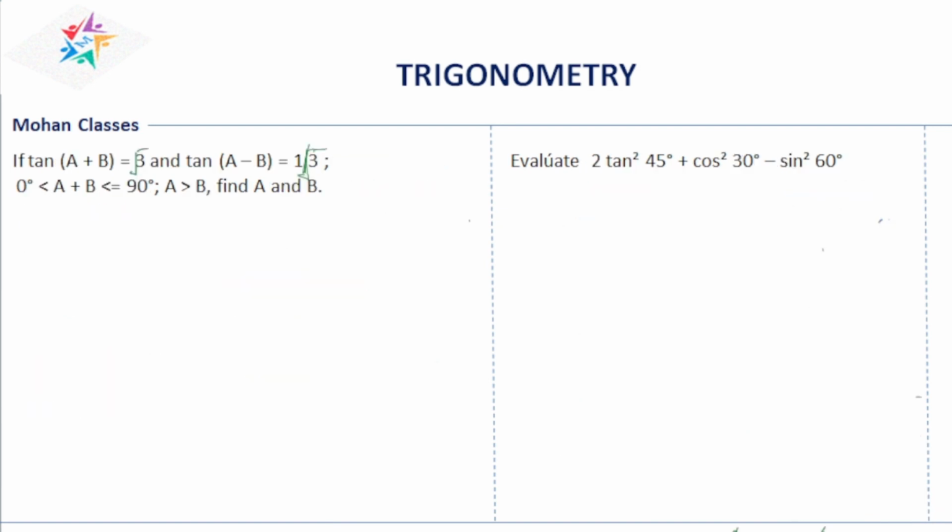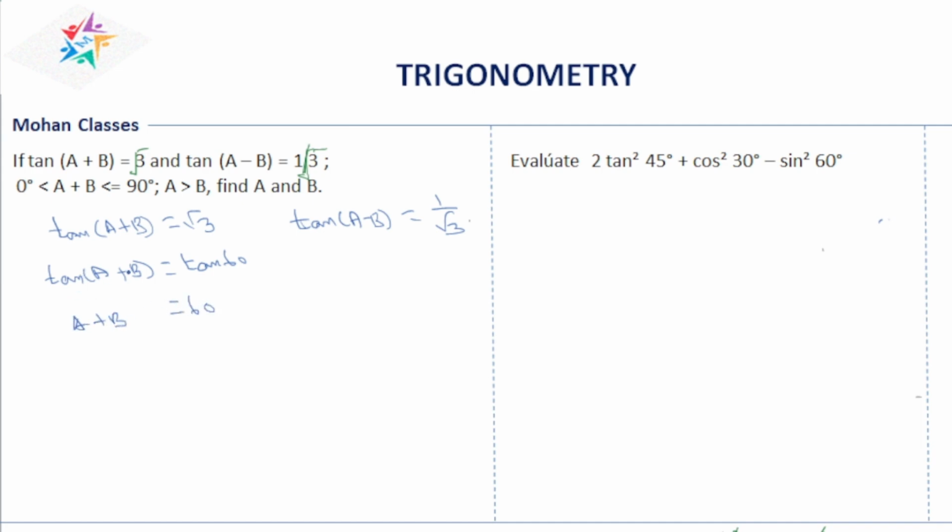Here, if tan a plus b is equal to root 3 and tan a minus b is equal to 1 by root 3. So what has been given? Tan a plus b is equal to root 3. Tan a minus b is equal to 1 by root 3. What is root 3? Tan a plus b is equal to tan 60, right? Root 3, what is the value of root 3? Tan 60.